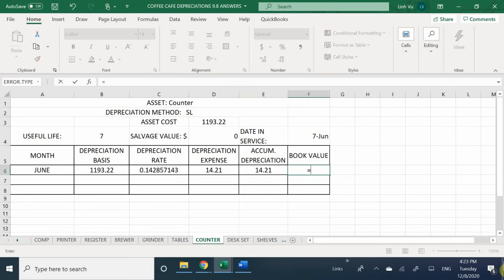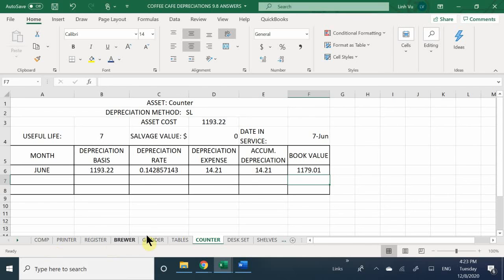$14.21. Book value is $1,179.01. Good. Very nice. Okay.